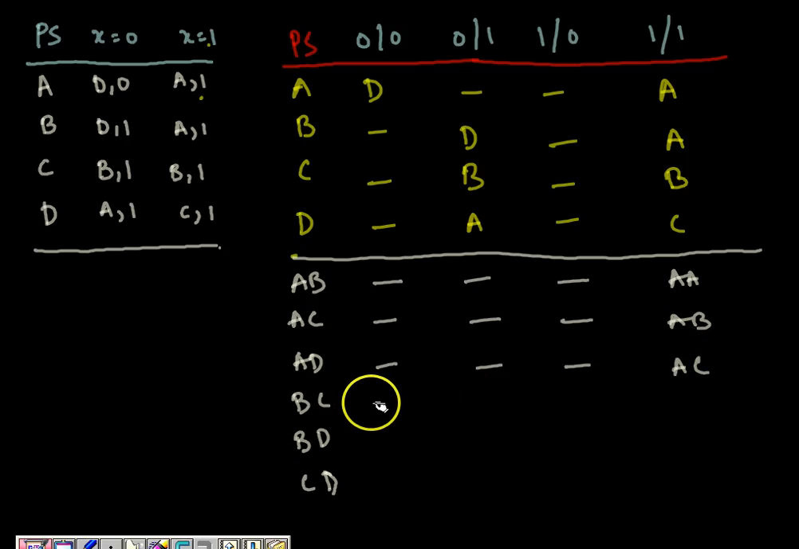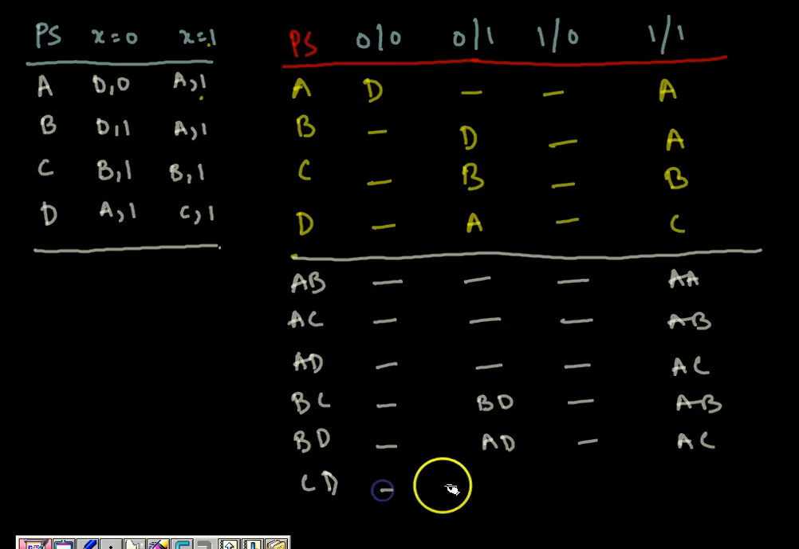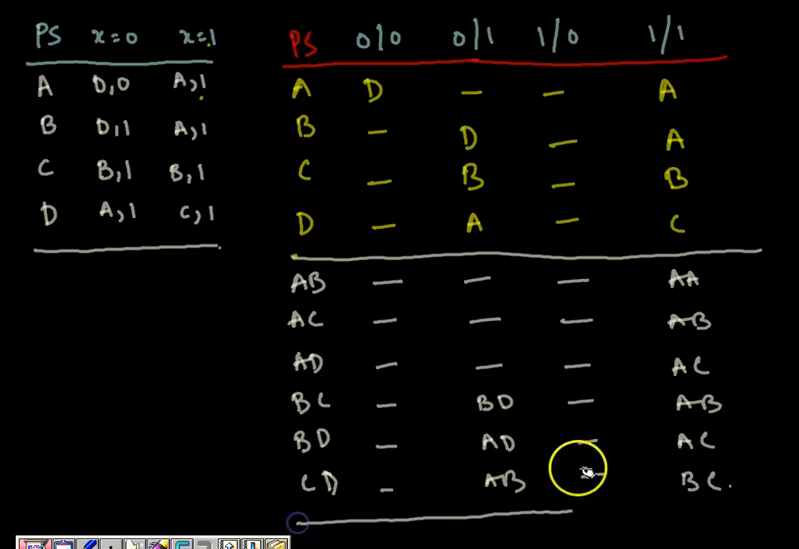For BC, it is nothing here. For BC, it is BD here. For BC, it is nothing here, it is AB here. For BD, it is nothing here, it is AD here, it is nothing here, again AC is here. For CD, it is nothing here, it is AB here, it is nothing here, and it is BC here. So this is the lower part of the testing table that we have built.